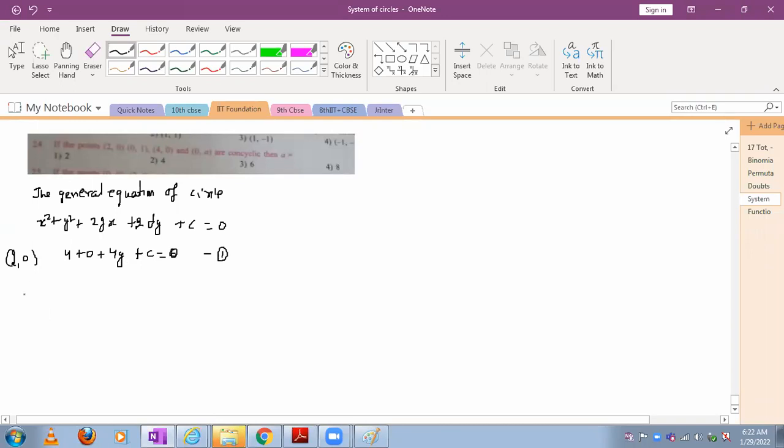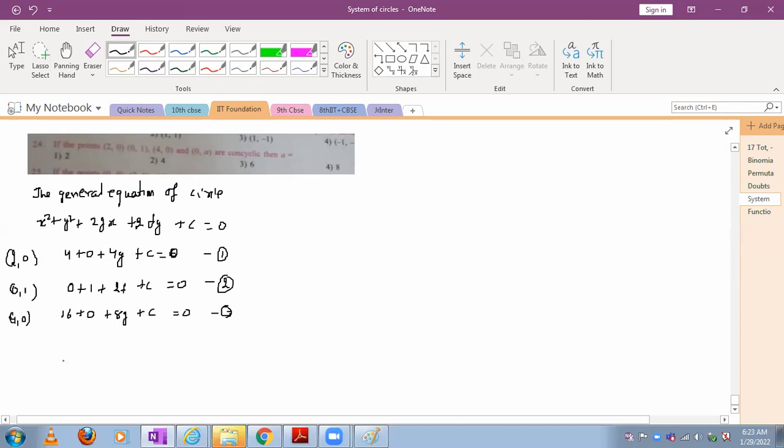Right? Now, 0, 1. 0 plus 1 plus 2f plus c is equal to 0. This is equation number 2. Now 4, 0. 16 plus 0 plus 8g plus c is equal to 0. This is equation number 3. Now just subtract this one.